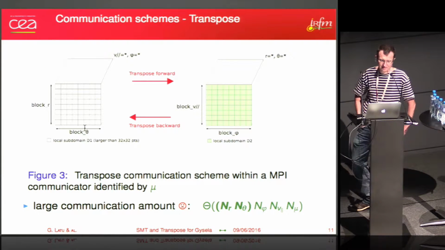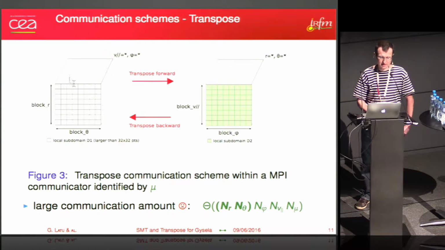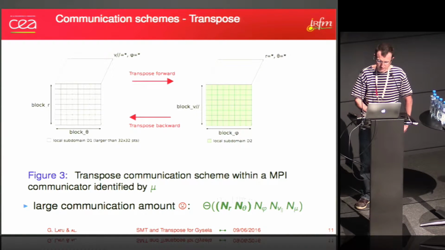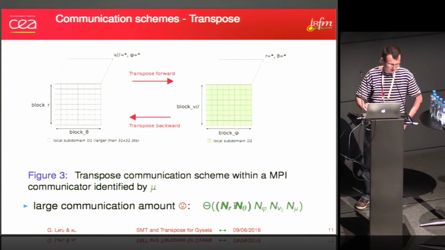So what is exactly this transpose step? We have at left-hand side the subdomain we have on the MPI process, with a subdomain in r and theta and all points in v parallel and phi. And we are going to a subdomain with phi and v parallel for the domain decomposition and all points in r and theta. So here the communication cost is proportional to nr times n theta times n phi, n v parallel, n mu. So here the difference is nr times n theta compared to nr plus n theta.